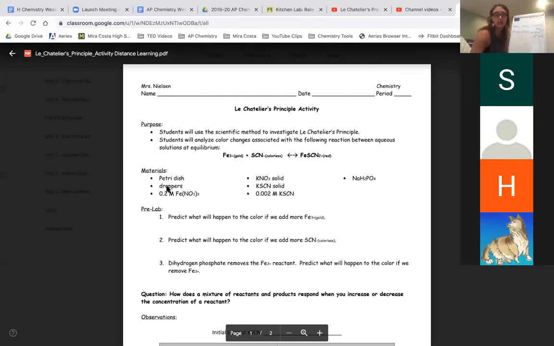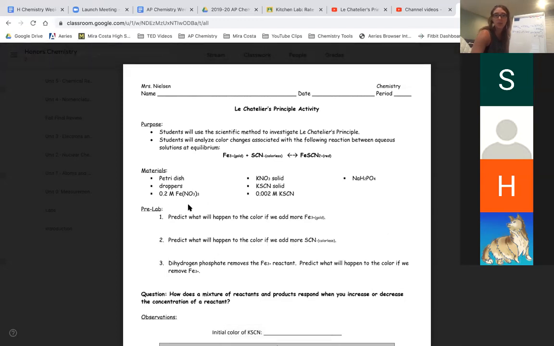Okay, so you'll notice that it says here that I'm adding more iron 3 nitrate, or I'm adding more potassium thiocyanate, or adding more potassium nitrate. That's just because those are the true reactants. Those are the source of iron and the source of thiocyanate. But we're just really exploring this net ionic equation, okay?